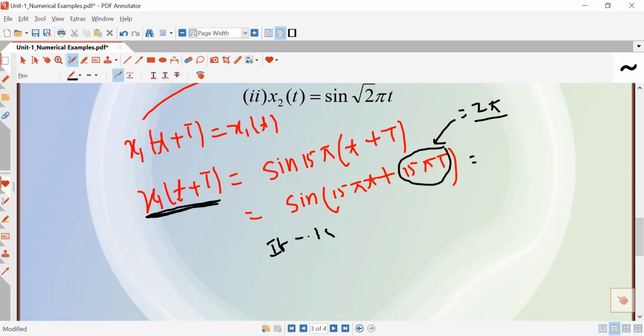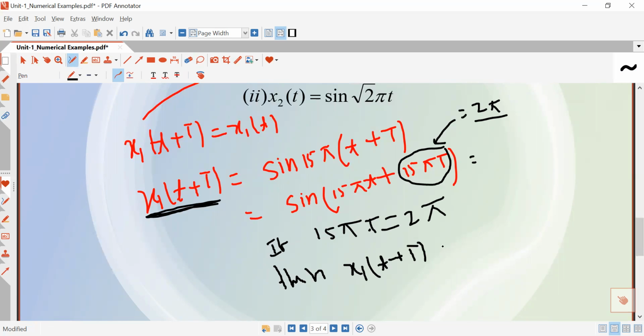So if 15 pi into capital T will be equal to 2 pi, then obviously x1(t plus T) will be equal to x1(t), and you can say the signal x(t) is a periodic signal.